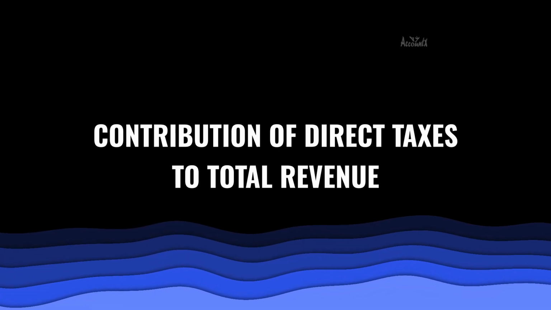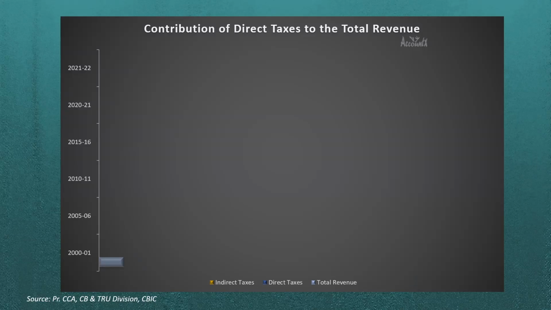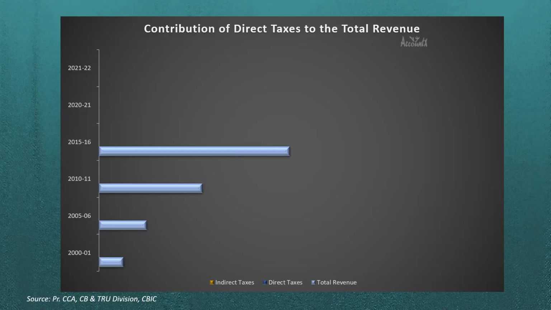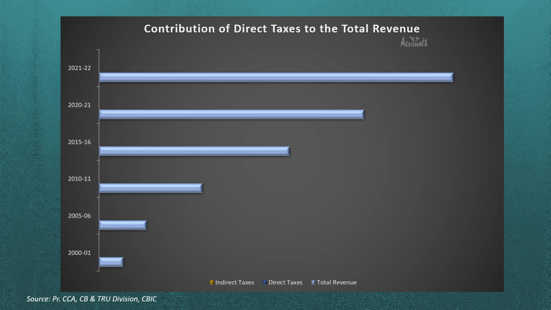Let us now talk about the second parameter, contribution of direct taxes to the total revenue. Here is the total revenue for all these financial years. Out of the total revenue, let us now see what is the proportion of direct taxes. During financial year 2000-2001, it was 36%. That means out of the total revenue, 36% contribution has come from direct taxes.